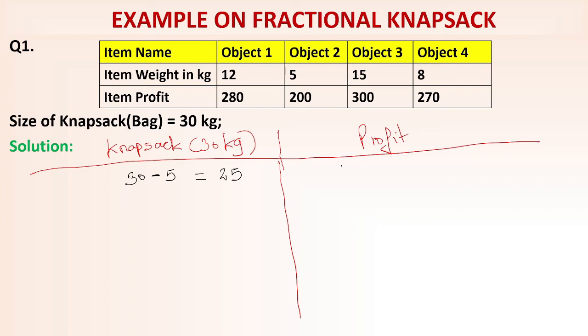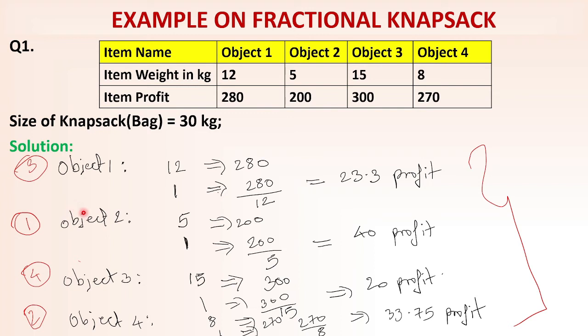And what profit did we get from object 2? We got a profit of 200. Now knapsack size is 25. Now what can we put inside the knapsack? The next object after object 2 which is giving the highest profit is object 4. So object 4 is giving the highest profit, that is 33.75 for 1 kg. So object 4 will be put inside the knapsack next.